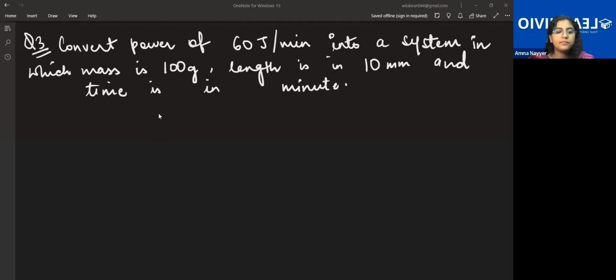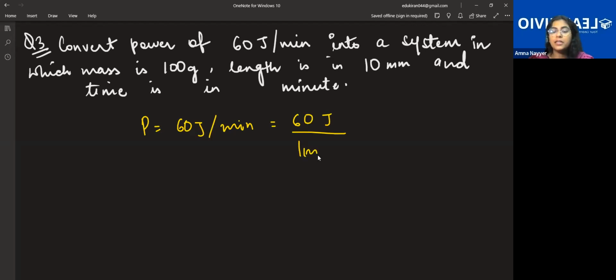See, power is given as 60 joules per minute. 60 joules per minute means 60 joules by 1 minute. It means 60 joules by 60 seconds. So it is ultimately 1 joule per second, because minute is not in our SI system. I have told you for time, you have seconds as the standard unit. You have to convert everything in terms of seconds. So 1 joule per second we have as the power.